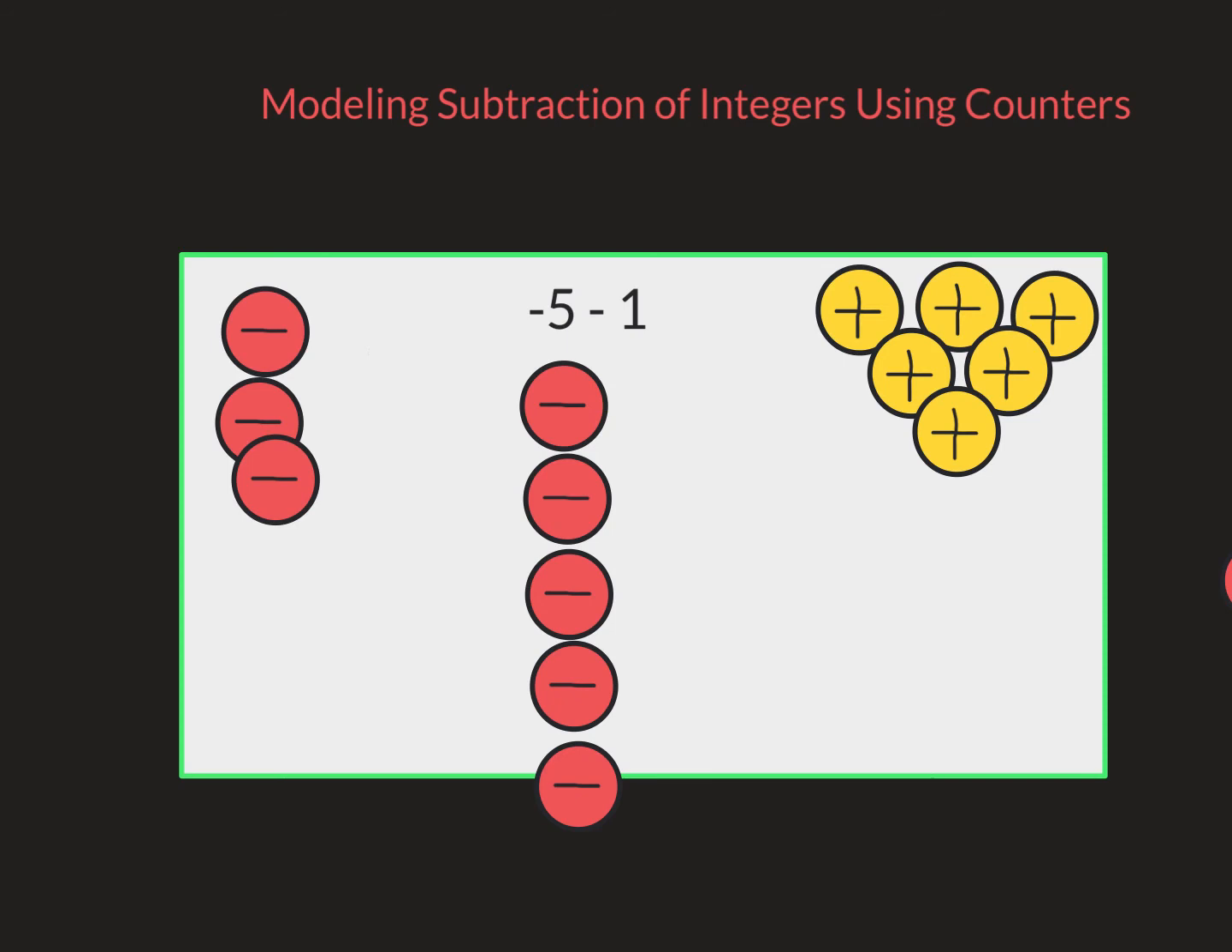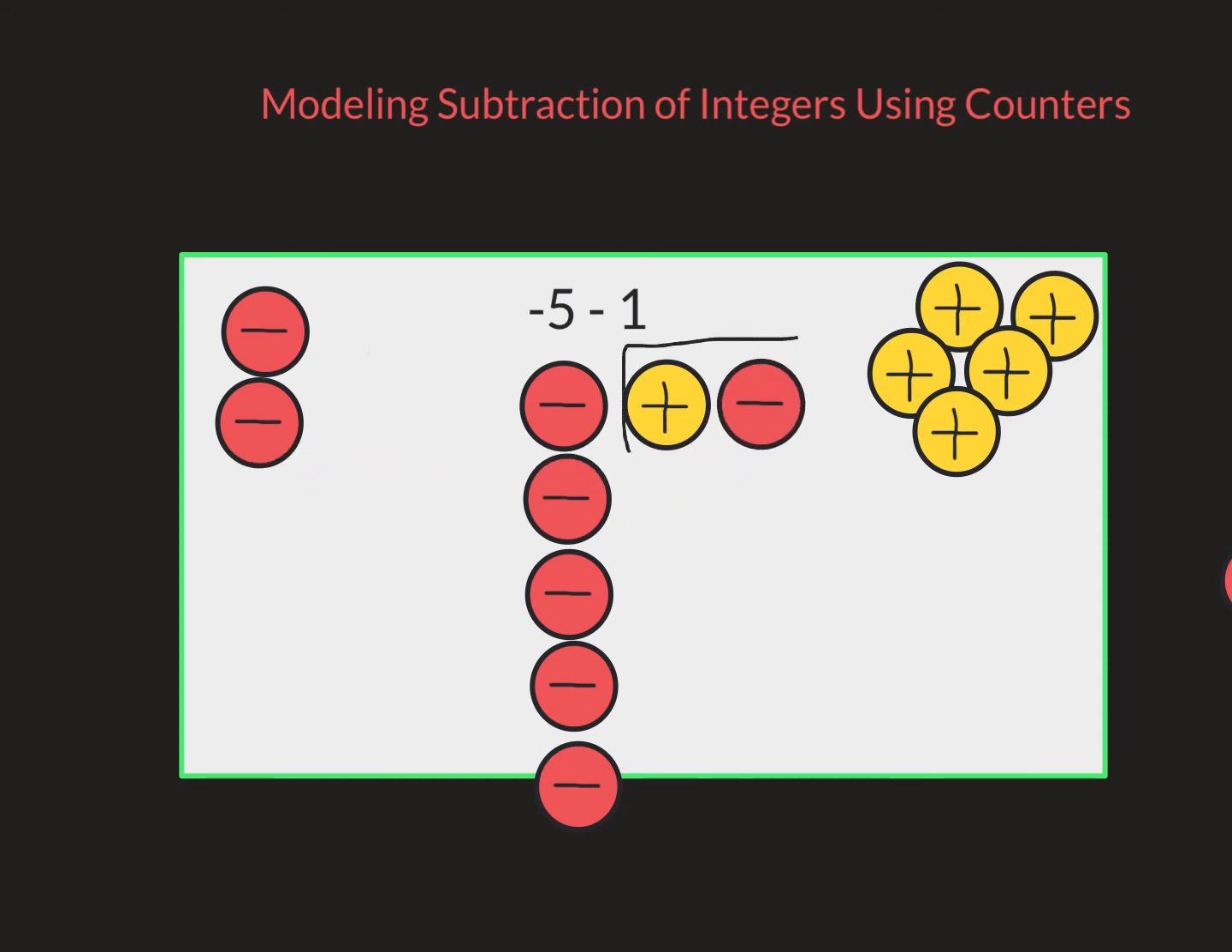Well, here's the problem. We don't have a positive chip to get rid of. So hopefully you realized, I need to use a zero pair because I can't just move over a positive chip because that changes my whole problem. But I can move a zero pair. And for me, it helps me to kind of put these together. That way I'm not confused.